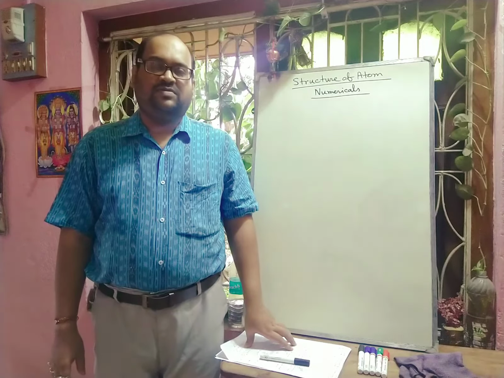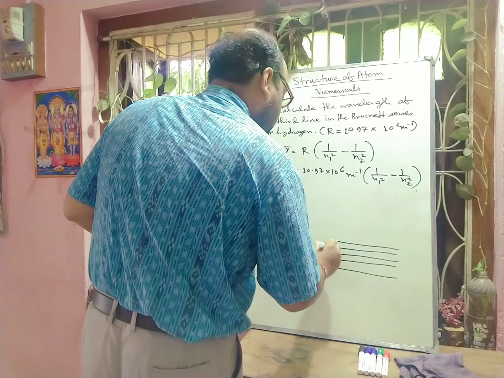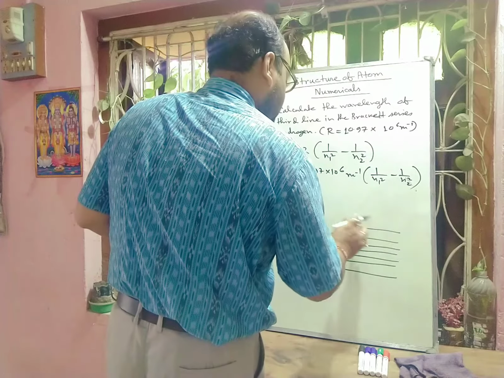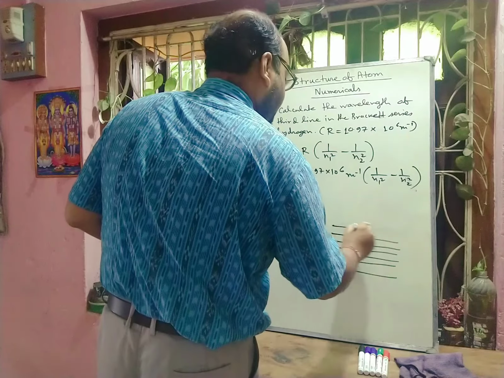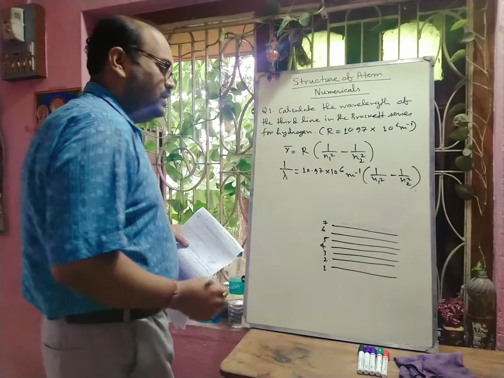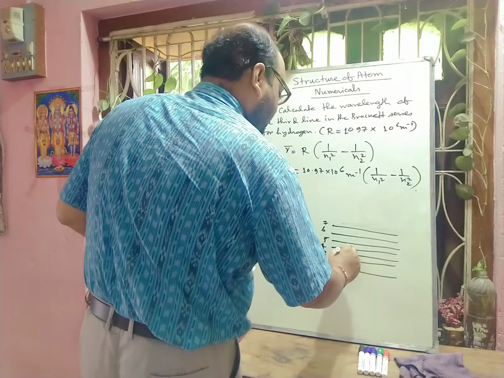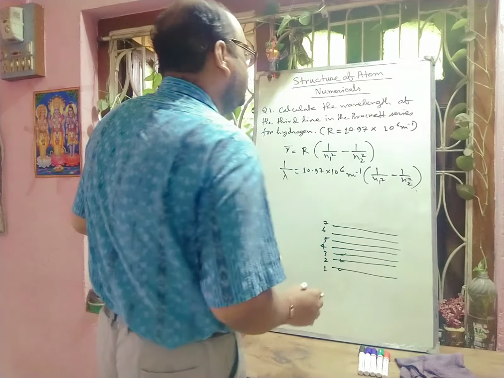Now how to calculate the n1 and n2? This one is the Brackett series. First is the Lyman, Balmer, then Paschen, then Brackett. If we draw the energy levels, 1, 2, 3, 4, 5, 6, 7. Now this one is for Lyman, this one is for Balmer, this one is for Paschen, this one is for Brackett. So the third line.